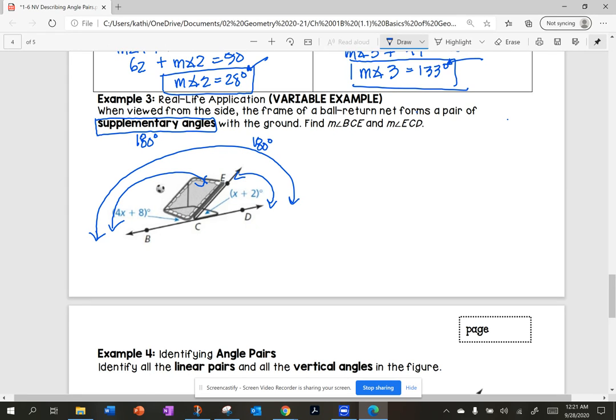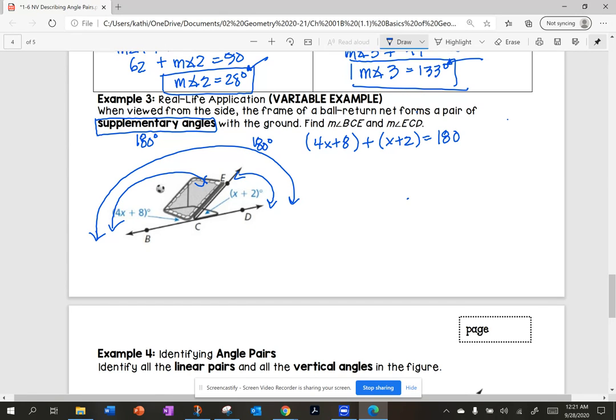Okay, so I'm going to write my equation where I have 4x plus 8 plus x plus 2. And that total is 180. I need to solve for the variable, and then I need to substitute back in to find each angle.